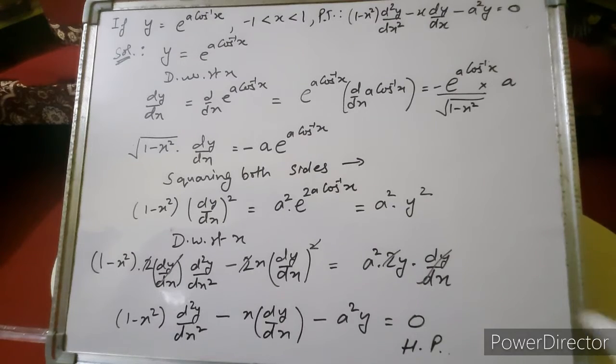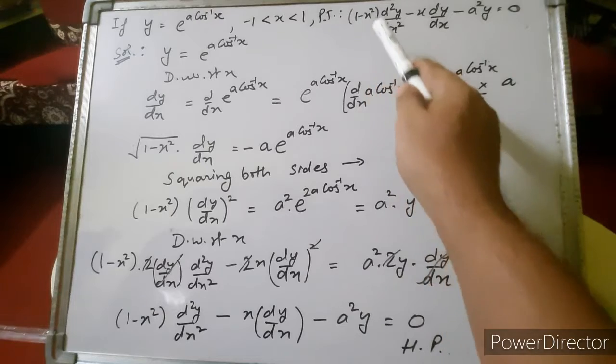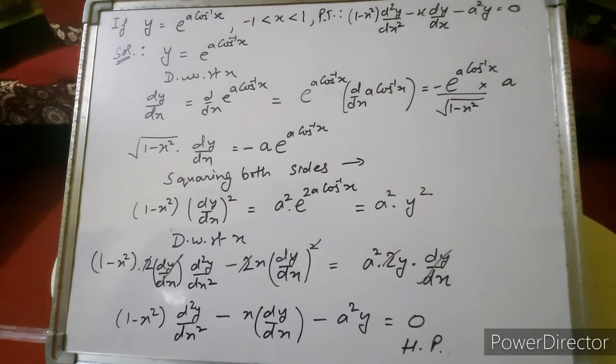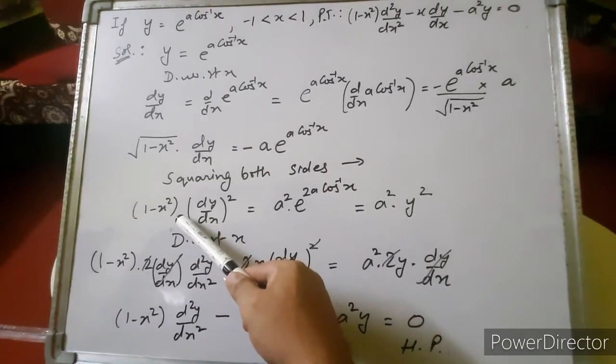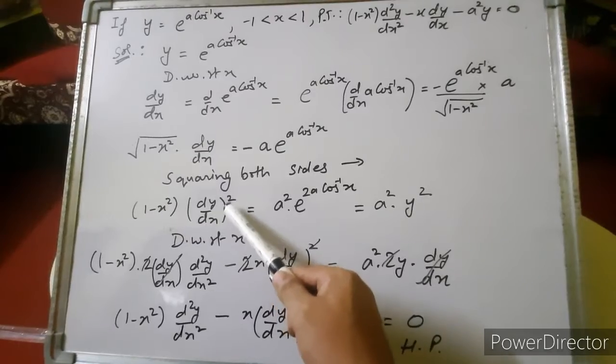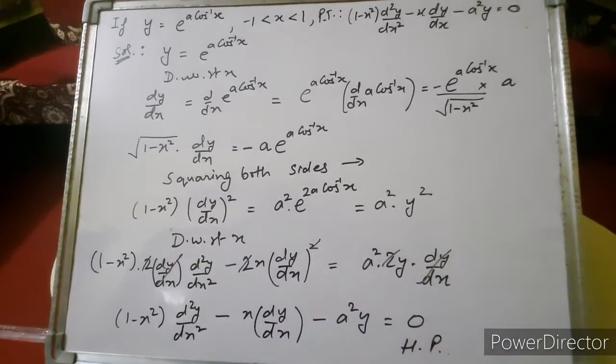Now what we have done, we are squaring both the sides, because in the proving it is given 1 minus x square, not under root 1 minus x square. So to obtain 1 minus x square, we have to do the squaring and to remove the root, square root, right? So when we do the squaring, under root 1 minus x square will become 1 minus x square dy by dx to the whole square equals a square e to the power 2a cos inverse x.